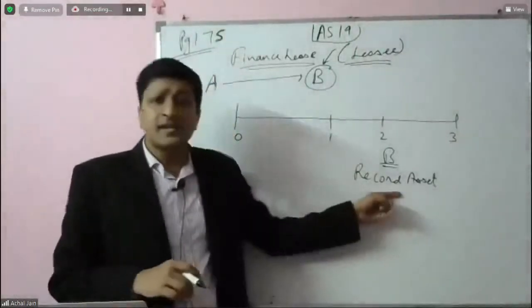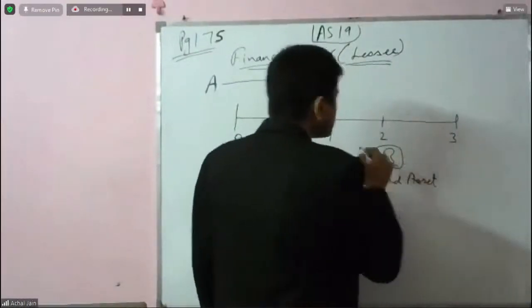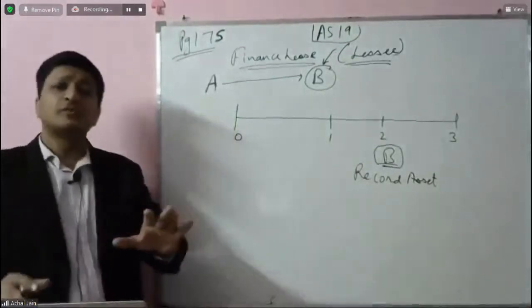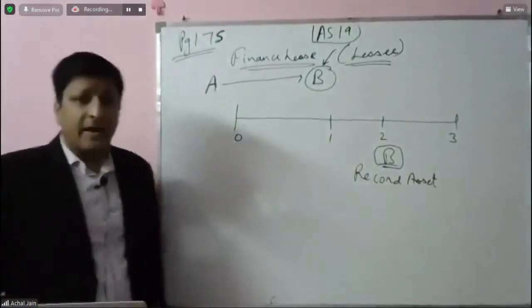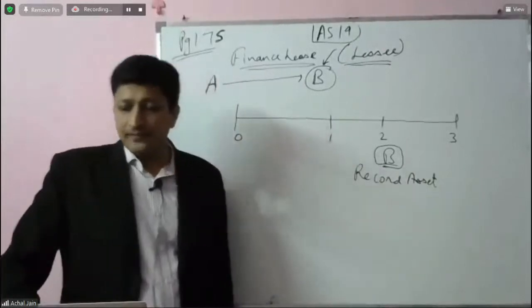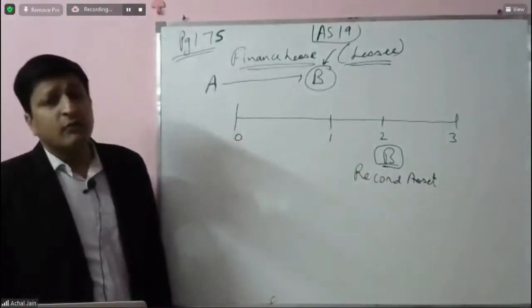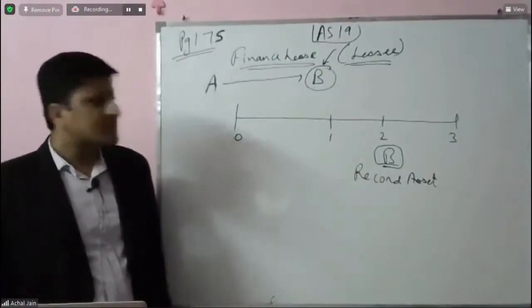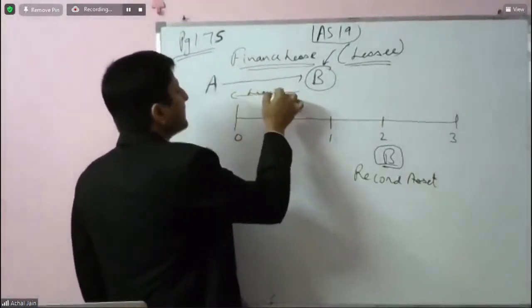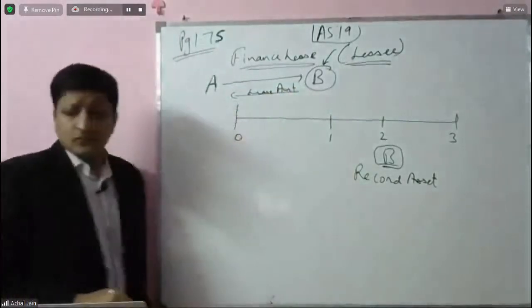And on this asset, B will charge depreciation, as if he's the owner. That's true. But at the same time, please also understand that B will be required to pay the lease rents. Yes or no? B will be required to pay lease rent, lease amounts.